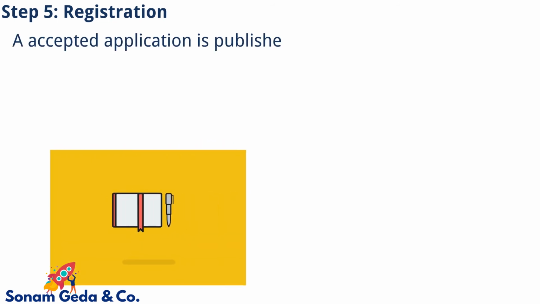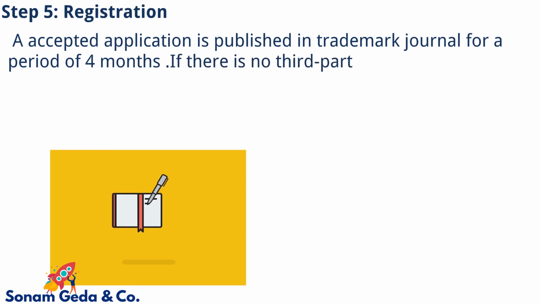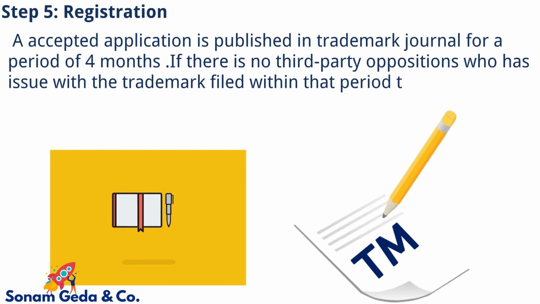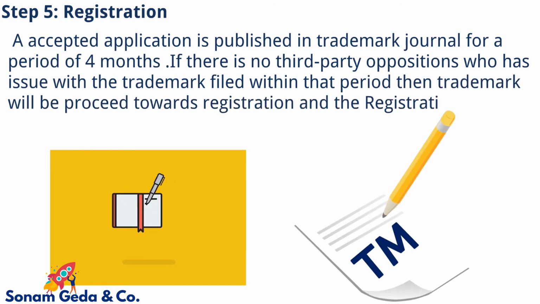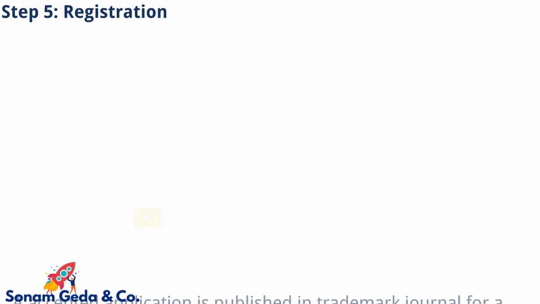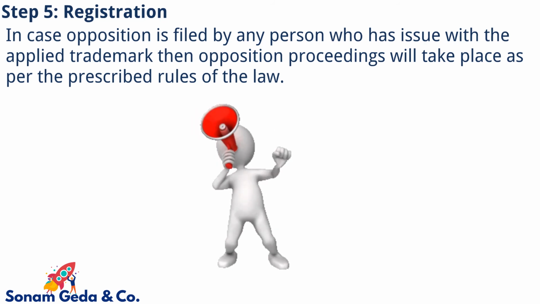Step 5. Registration. An accepted application is published in the Trademark Journal for a period of 4 months. If no third-party opposition is filed within the period by anyone who has an issue with the trademark, then the trademark will proceed towards registration and the registration certificate is issued by the registry. In case opposition is filed by any person who has an issue with the applied trademark, then opposition proceedings will take place as per the prescribed rules of the law.